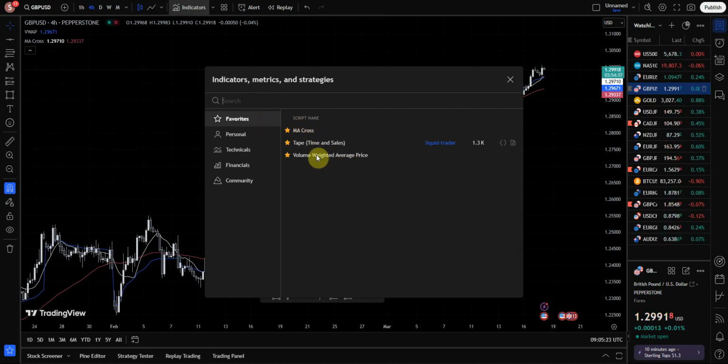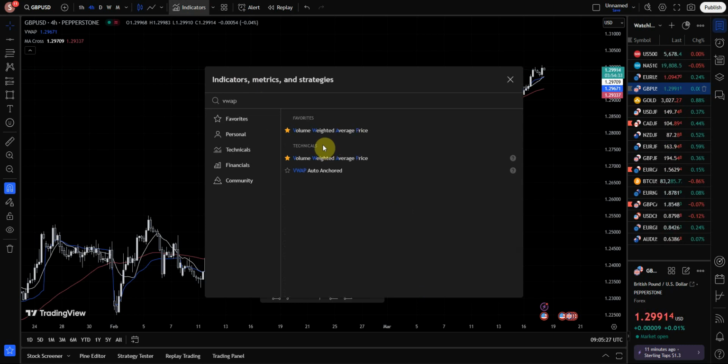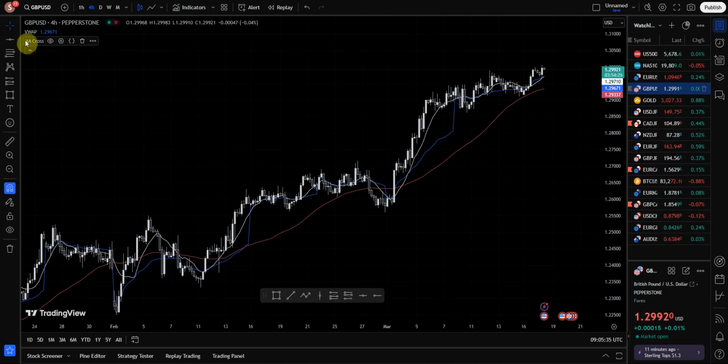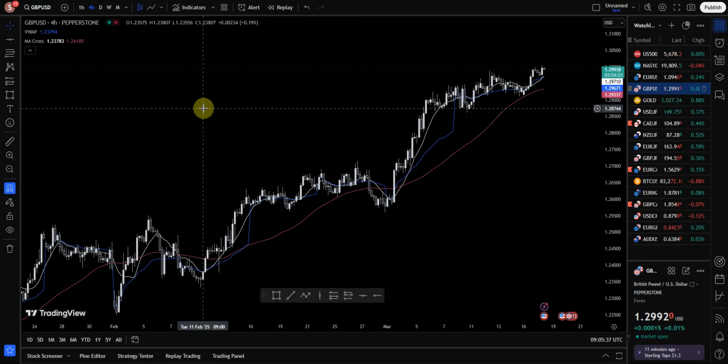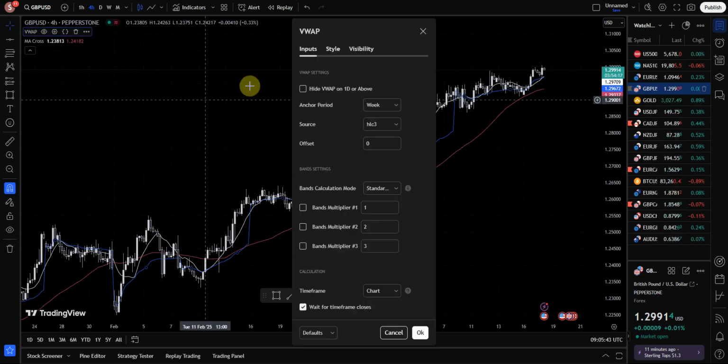Volume weighted average price. If you search VWAP on TradingView indicators, the very first one, volume weighted average price, is the one you see here. The blue line, that's my volume weighted average price. And then these are the parameters I'm using.